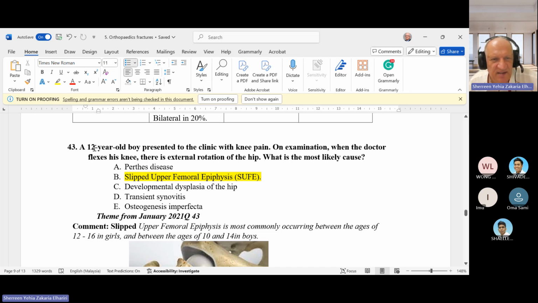This is a little old, but they don't mention overweight. He must mention overweight, and this is slipped upper femoral epiphysis. It occurs after 12 to 16. It can be in a girl or a boy, and of course no fever, so it is not transient synovitis.